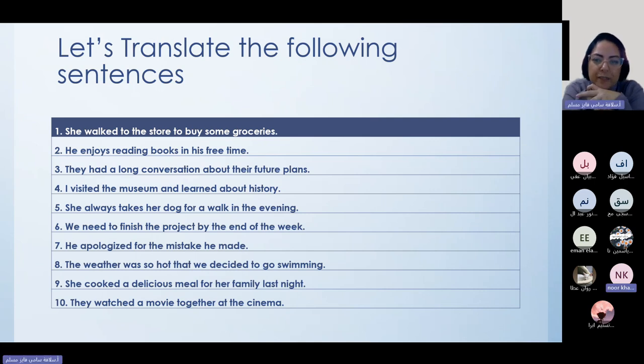Okay, good. Okay, Nour. 4. I visited the museum and learned about history.